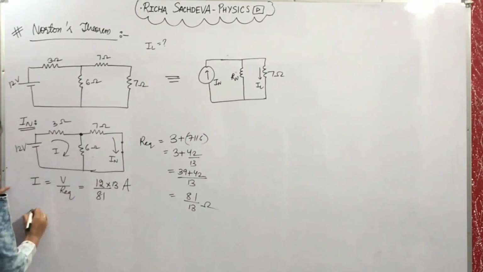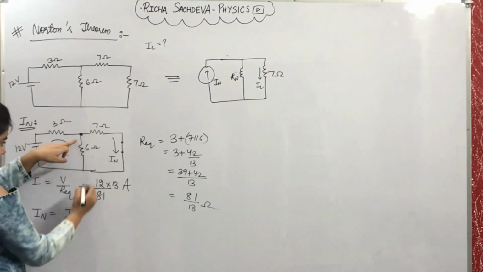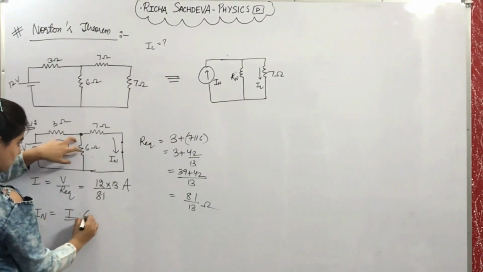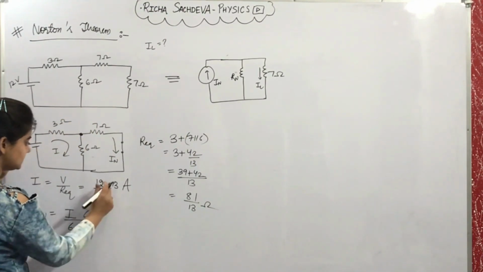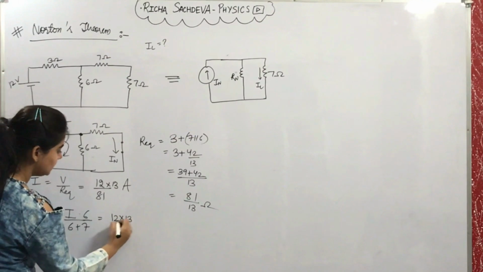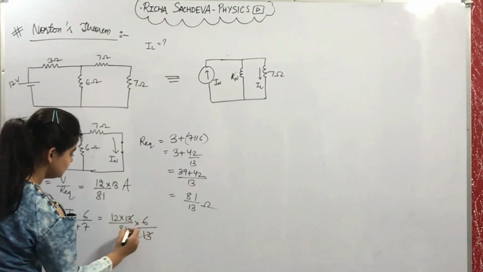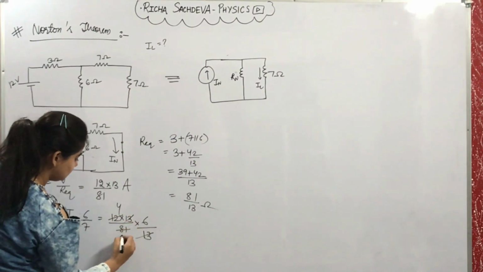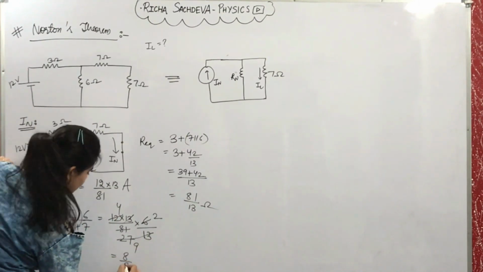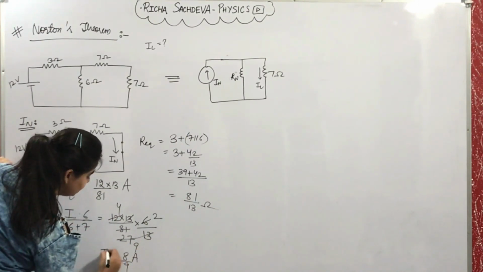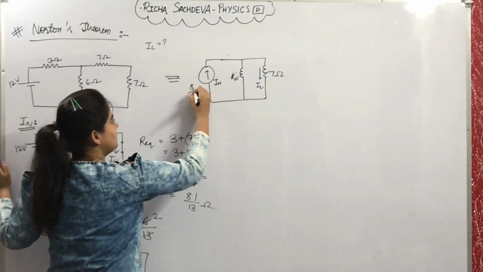So we need to calculate IN. IN is equal to I, the current flowing in this loop, into the other resistance 6 upon the sum of resistances present in that loop, that is 6 plus 7. So what is I? I is 12 into 13 upon 81 into 6 upon 13. So this becomes 8 upon 9 ampere. So we have got the value of IN, that is 8 upon 9 amperes.